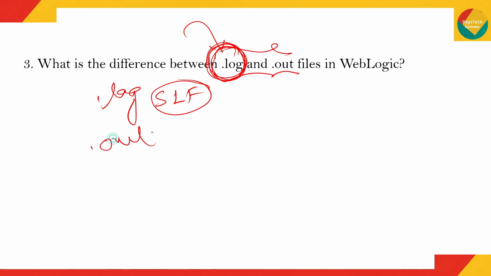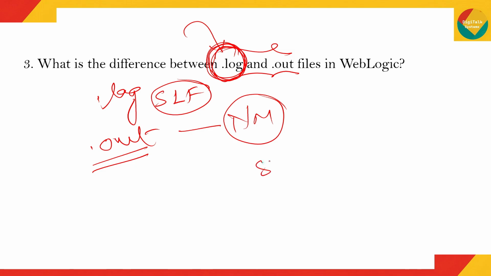And the .out file is specifically related to the node manager. So whenever you start your managed server from the admin console, this file will automatically get created, because whenever you start the managed server from the admin console, it always utilizes the node manager. But if you start using the scripts which are there inside the bin directory, then this file will not get created.